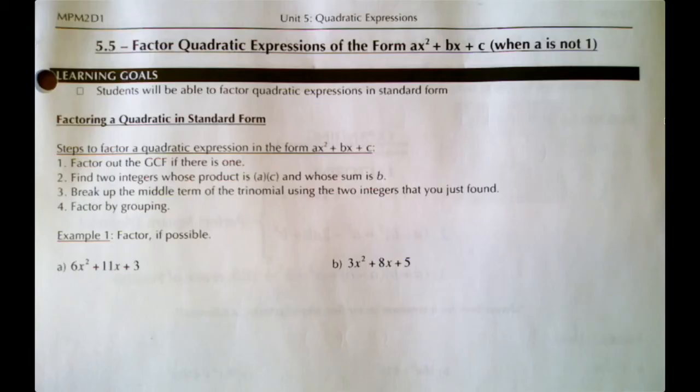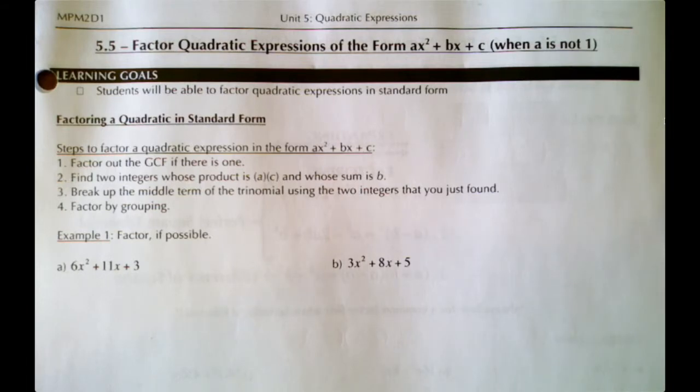Okay, this is lesson 5.5, factoring quadratic expressions of the form ax squared plus bx plus c. This time we're doing it when a isn't 1, so there's going to be something in front of x squared. So we can't jump right to the brackets like we did in the last video. We're going to actually have to use a process called decomposition to factor.